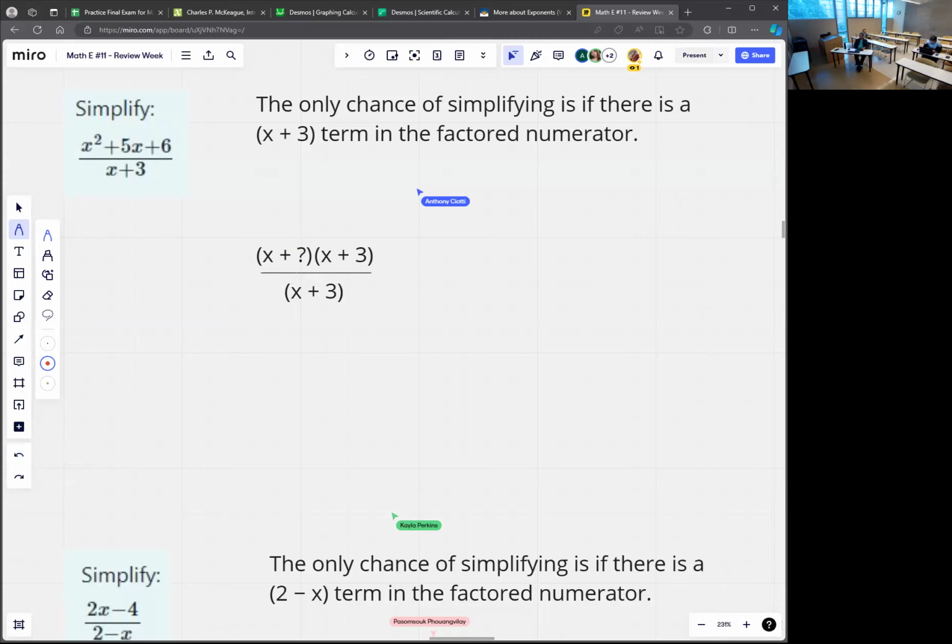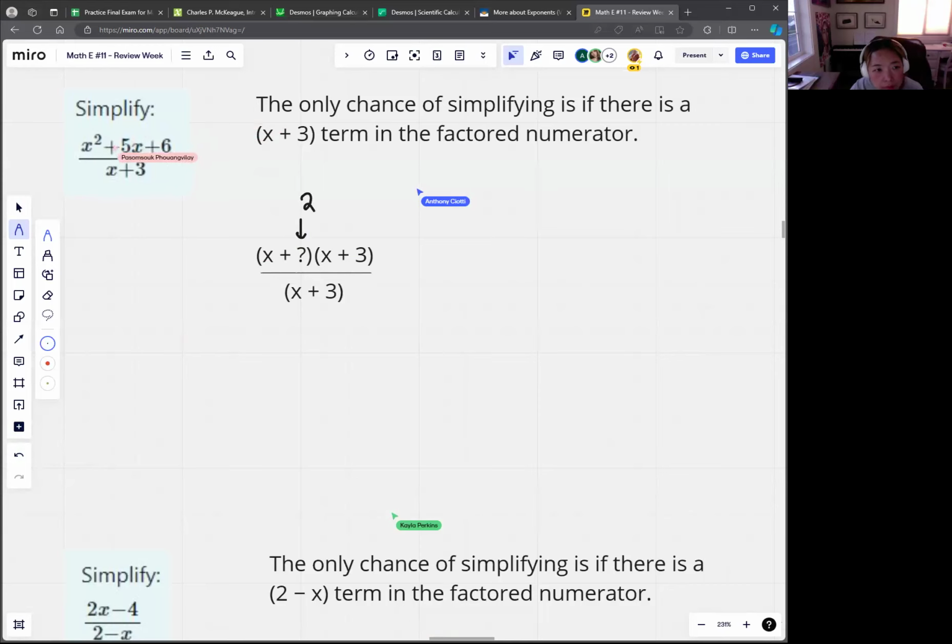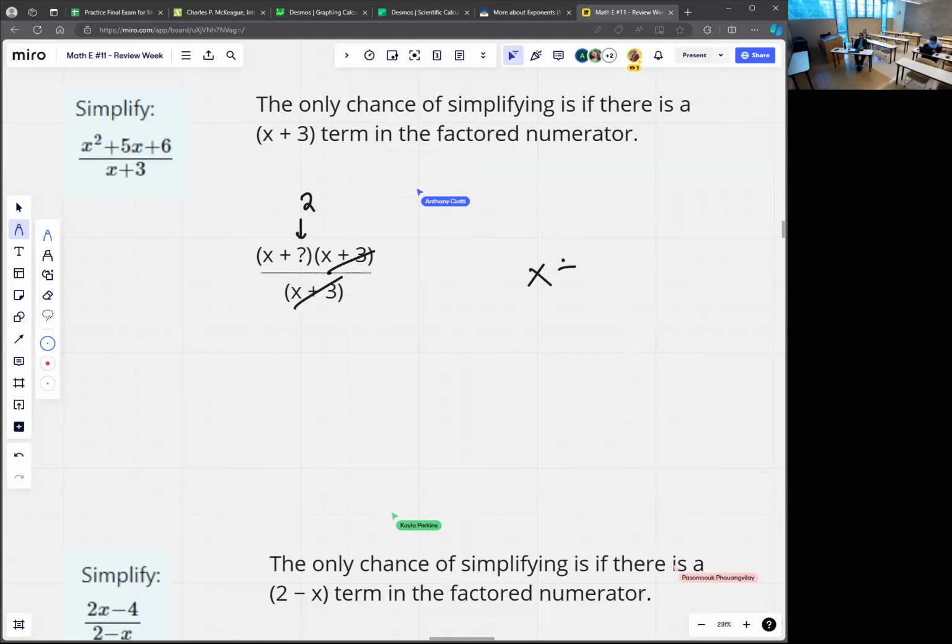2. How do you know it's a 2? Because make a grouping by the first one. 2 plus 3 is 5, and 2 times. Yeah, and you can see 2x plus a 3x is the 5x, and then for last, 2 times 3 is 6. So, yeah, and then this part cancels, and all that's left is the x plus 2, and we're done. That's how easy that one is.